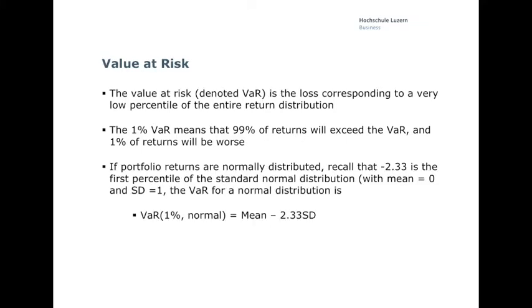Recalling from the previous slide, the minus 2.33 is the first percentile of the standard normal distribution with mean 0 and standard deviation equal to 1. The value at risk for normal distributions is shown as in the formula below: the mean minus 2.33 times the standard deviation. To obtain a sample estimate of value at risk, we sort the observations from high to low, and the value at risk is the return at the first percentile of the sample distribution.